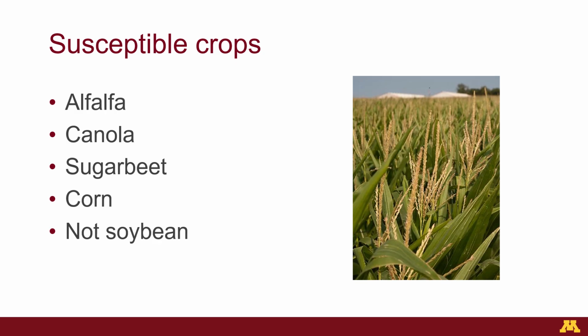Corn, alfalfa, sugar beet, and canola are all outcrossing crops that are pollinated by wind or insects. Soybean, because it is self-pollinated, is not generally considered to be vulnerable to GMO pollen drift.